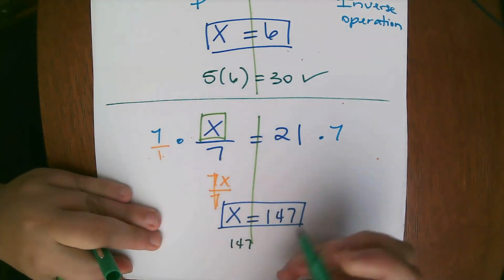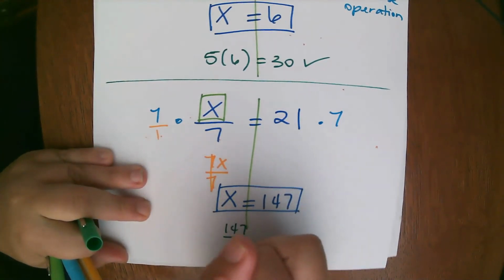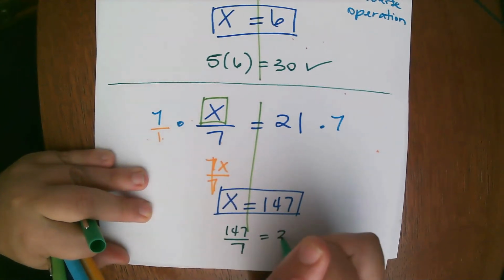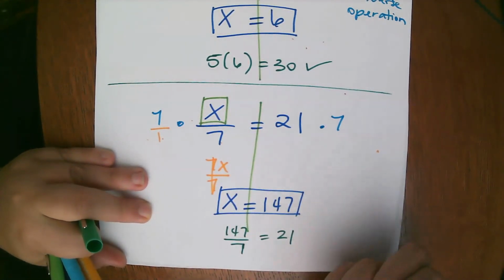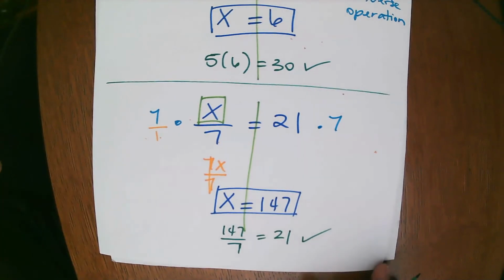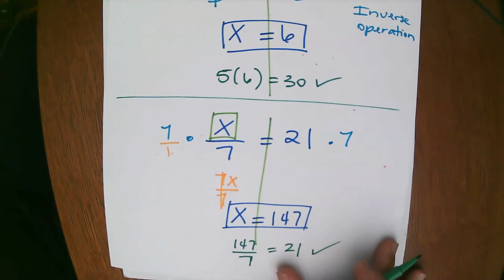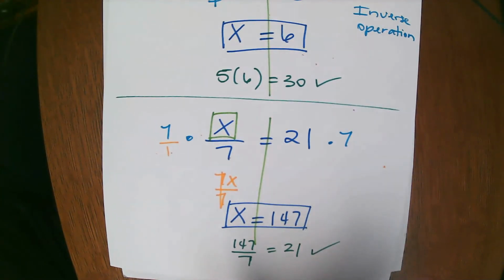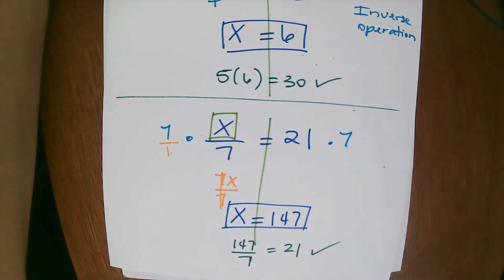We check it by plugging it in. So 147 divided by 7 equals 21. Does it? 147 divided by 7? Sure does. Boom, I got it right. So this is how you tackle linear equations involving multiplication and division. All right, hopefully this made sense to you guys.